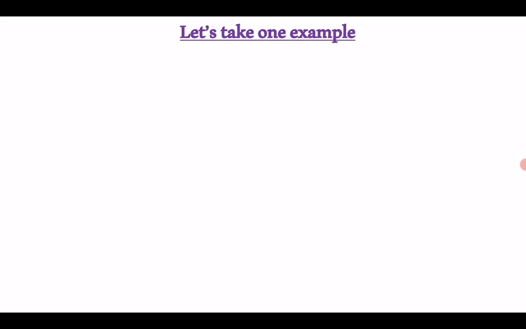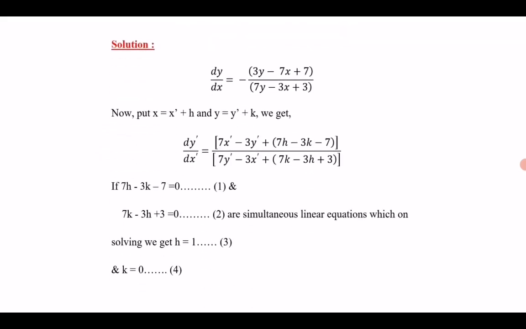Let us take one example for clarity. Here we have the example (3y minus 7x plus 7) dx plus (7y minus 3x plus 3) dy equals 0. Initially, we have to convert the given example into the form of a non-homogeneous equation, which is dy by dx equals minus (3y minus 7x plus 7) divided by (7y minus 3x plus 3).